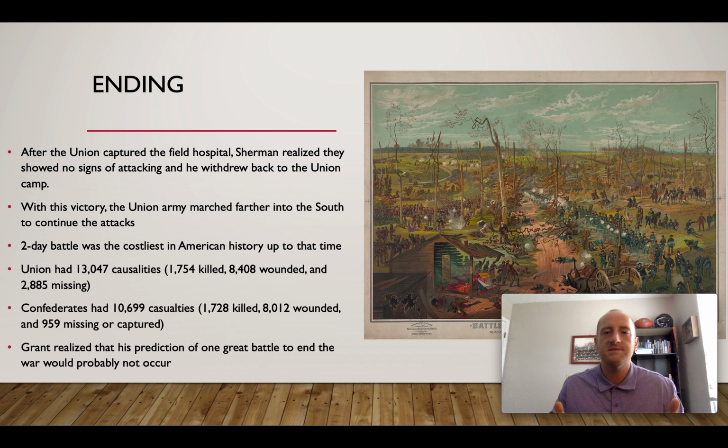It was a 2-day battle. It was the costliest in American history at this time, with the Union having 13,000 casualties, and the Confederates having about 11,000 casualties. Grant, at the beginning of the war, said it's going to take one big battle for this war to end, and this was that one big battle, but it didn't end.